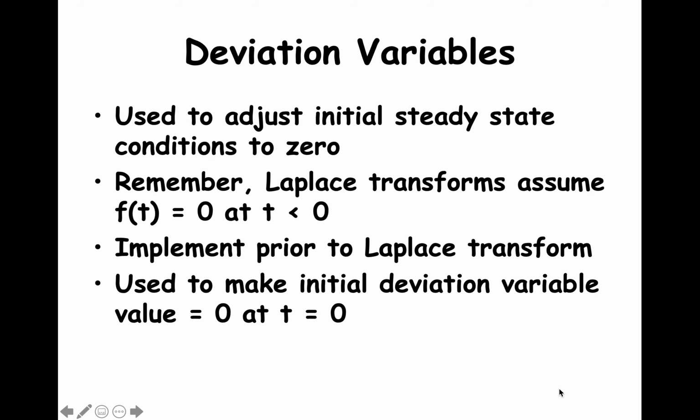So when we use the Laplace transform, it is often necessary to adjust the physical problem so that the equation we use has an initial steady-state condition of 0. Remember, Laplace transforms assume f(t) equals 0 at time less than 0. We adjust the problem by using deviation variables before we take the Laplace transform.